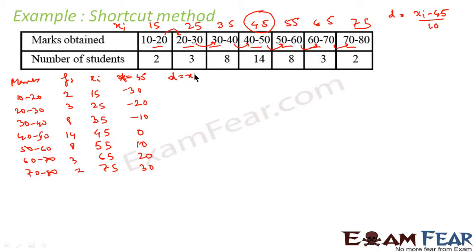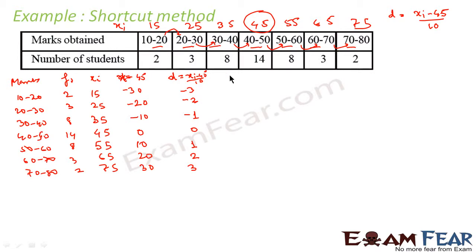D is nothing but xi minus 45 by 10. So this will become minus 3. This will become minus 2. Minus 20 by 10, minus 2. Minus 10 by 10, minus 1. 0 by 10, 0. 10 by 10, 1. 20 by 10, 2. And 30 by 10 is 3. This is what we have got, D.